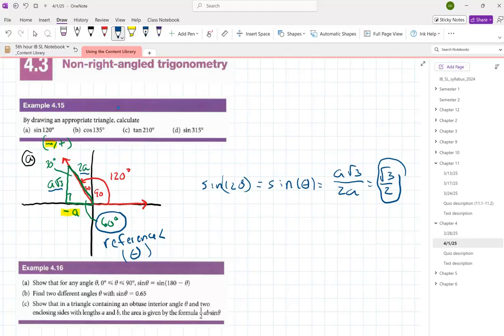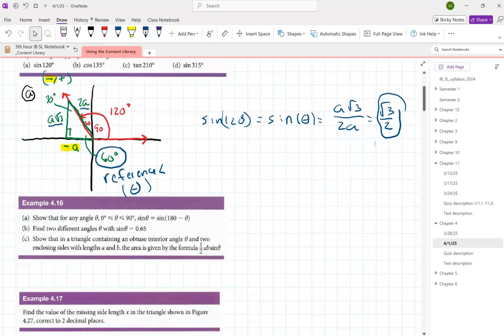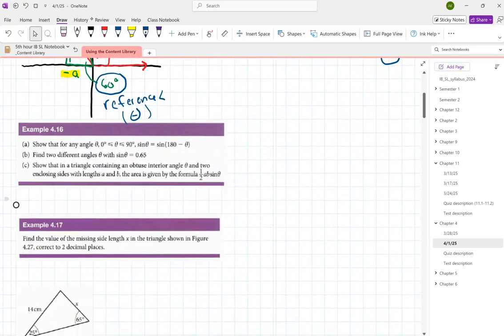Does that feel okay? You guys kind of remember doing this in trigonometry? Do we need to do more examples of this, or do you guys feel okay? It's good? Okay.